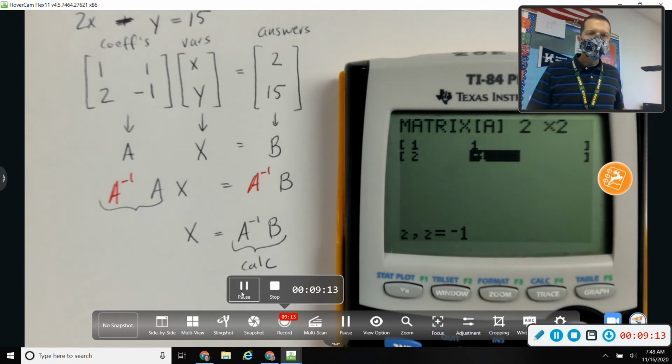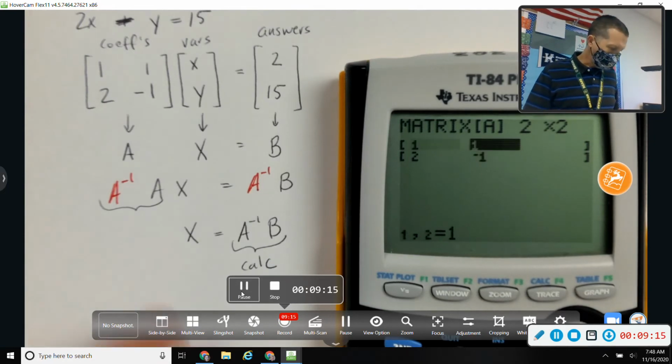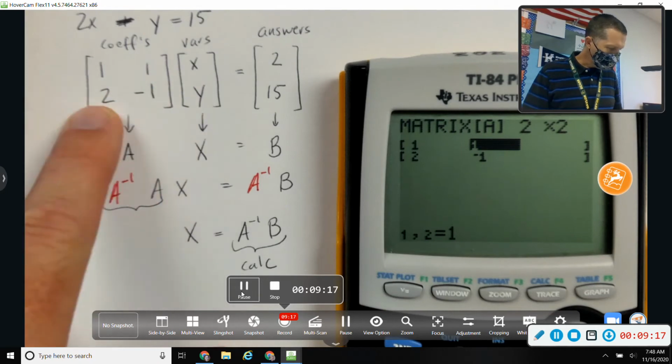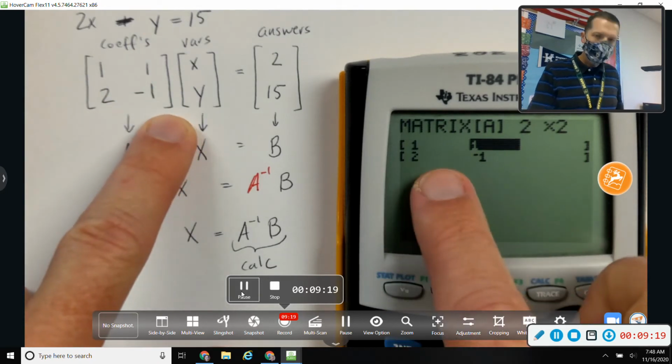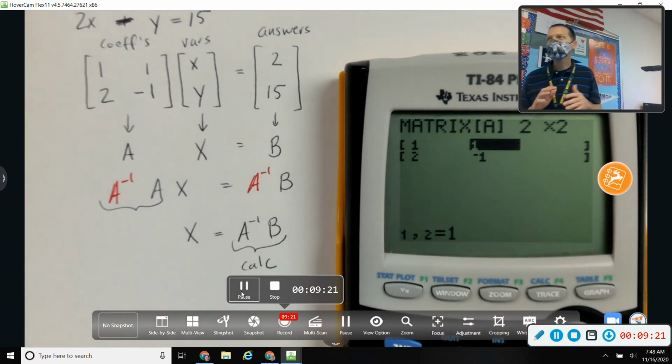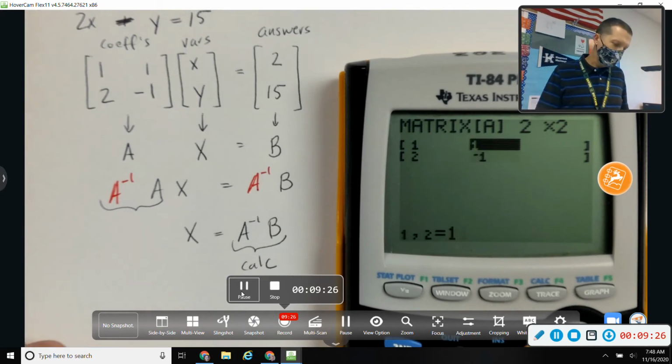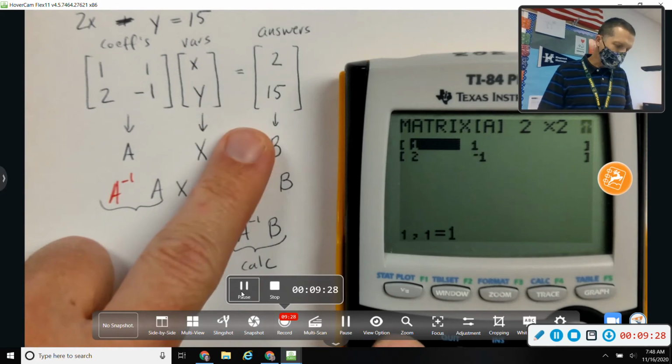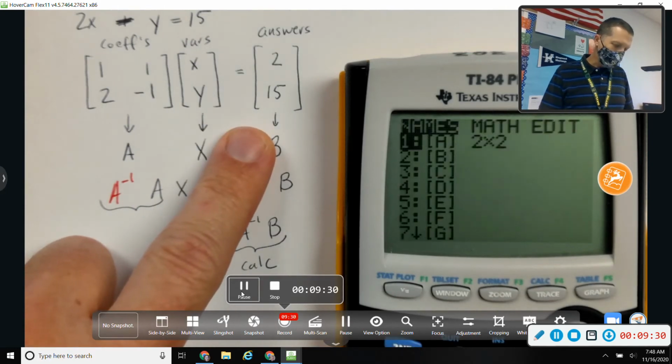So matrix A is a 2 by 2. We type in the coefficients, 1, 1, 2, negative 1. And again, double check, because there's not much to mess up except putting them in the calculator wrong. So make sure they're in there correctly. And let's go put in matrix B.